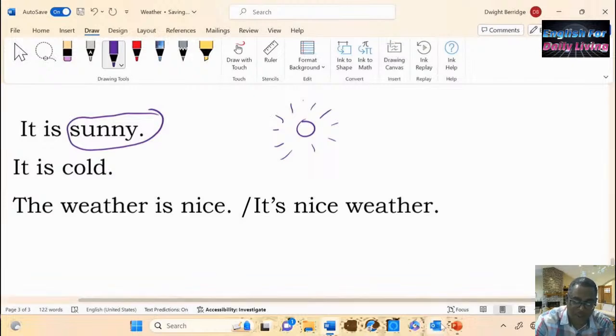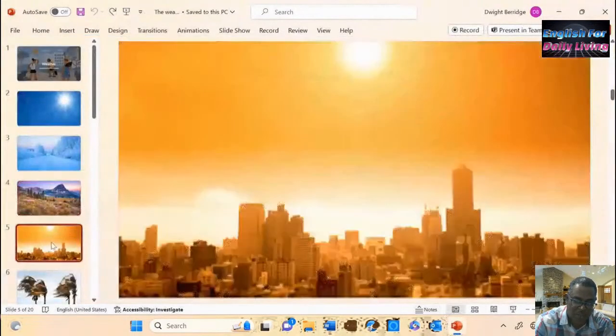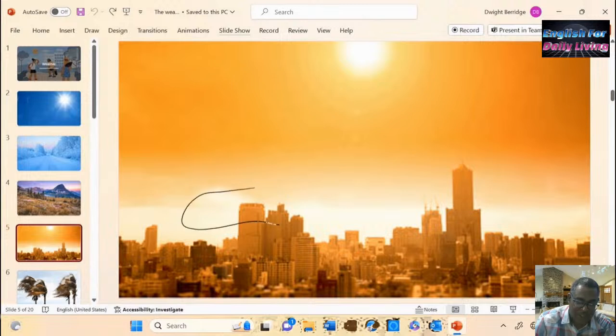What about this one? The next one says, as you look at it, very nice. What is the weather like? Or how's the weather? Oh, look at these buildings here. You can see the sunlight, the blaze of the sunlight all on these buildings here. Very scorching, very hot. What's the weather like? Okay, good. So it would say it is.